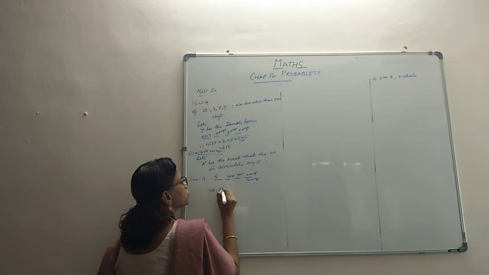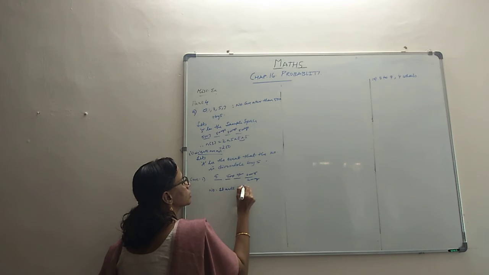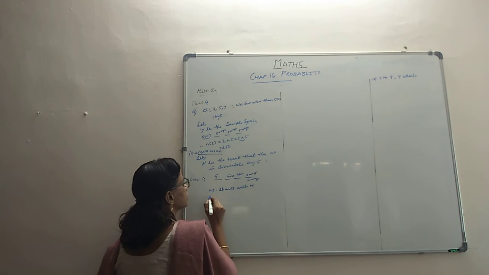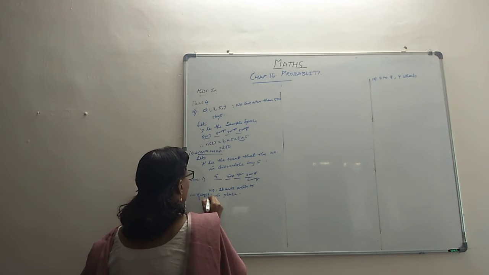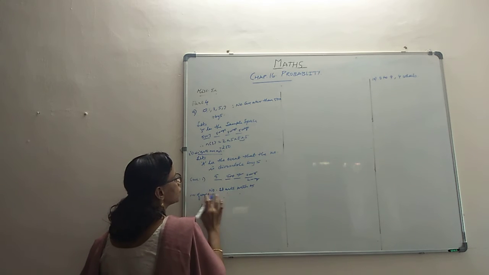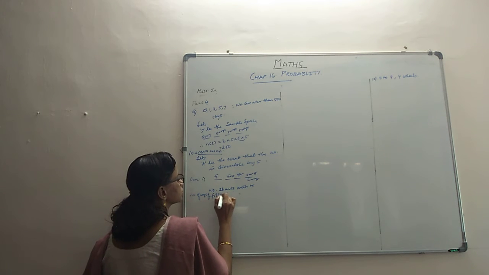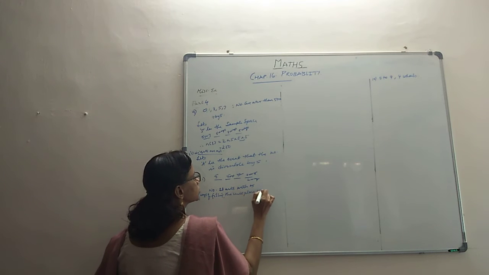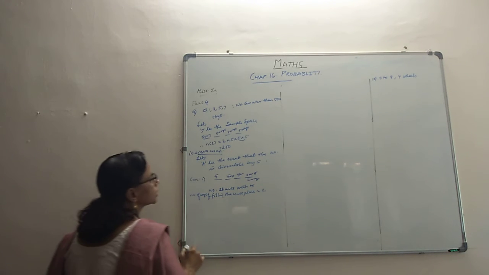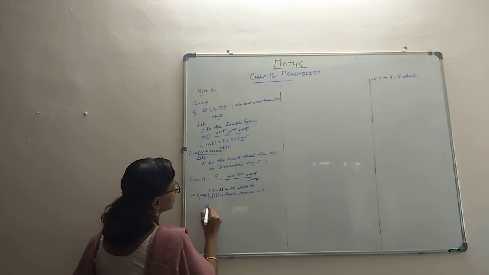The number starts with 5, then the number of ways of filling the units place is 2, right? Then the number of ways of filling the remaining 2 digits.